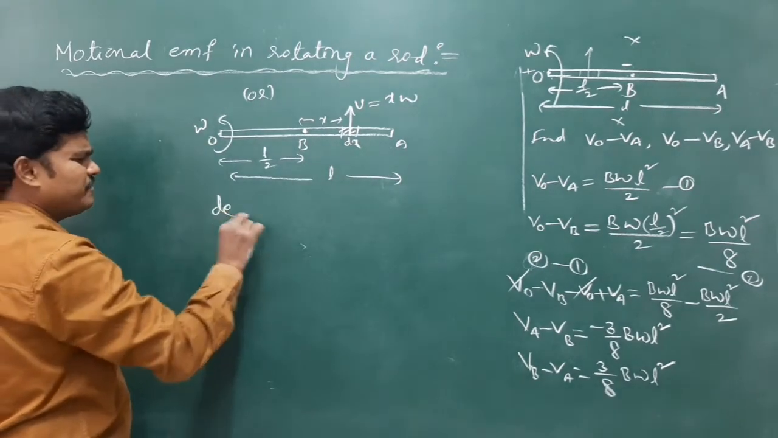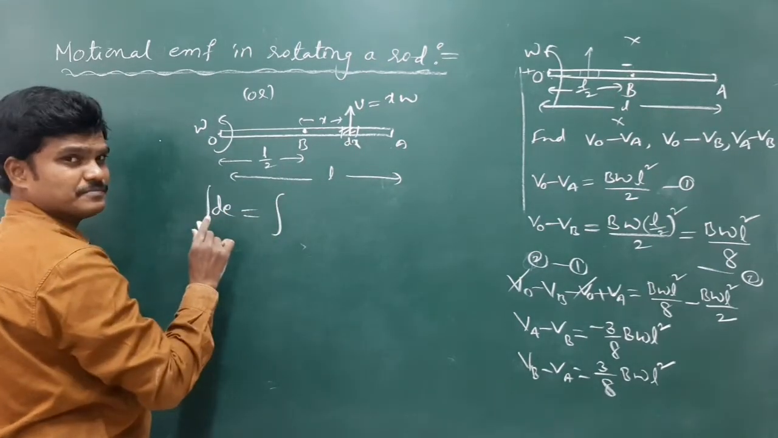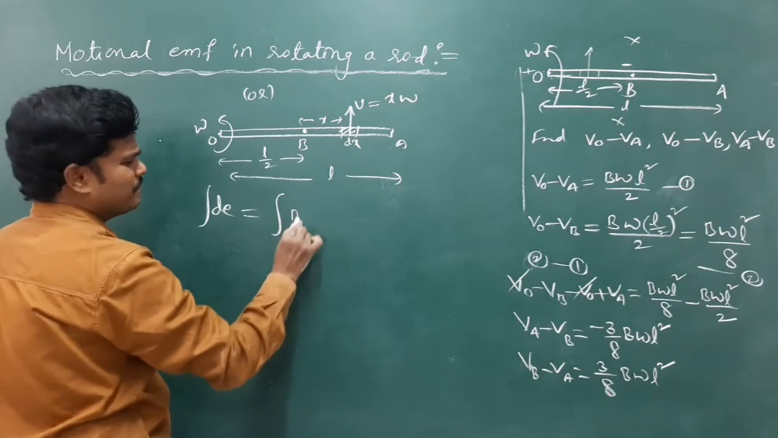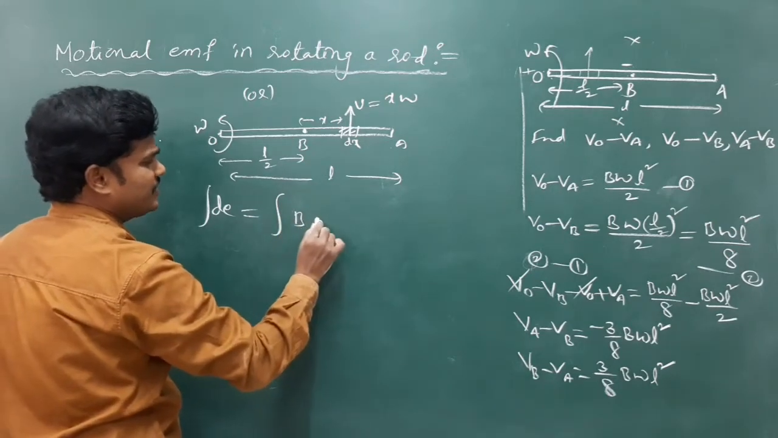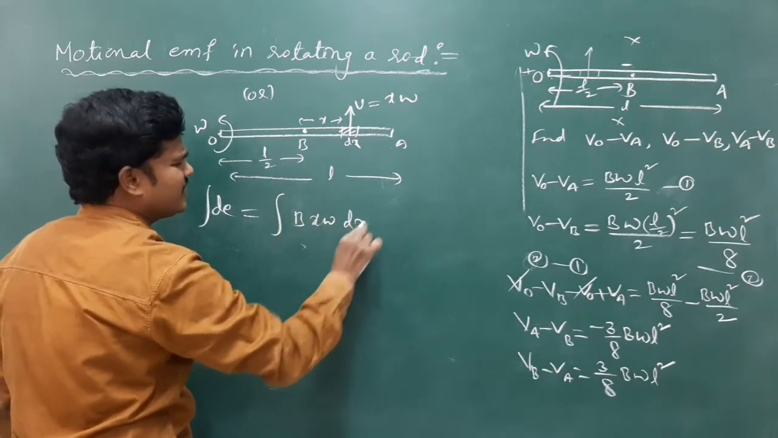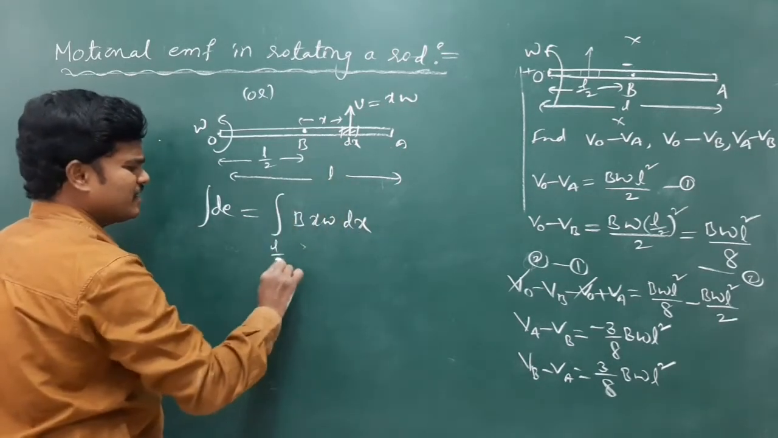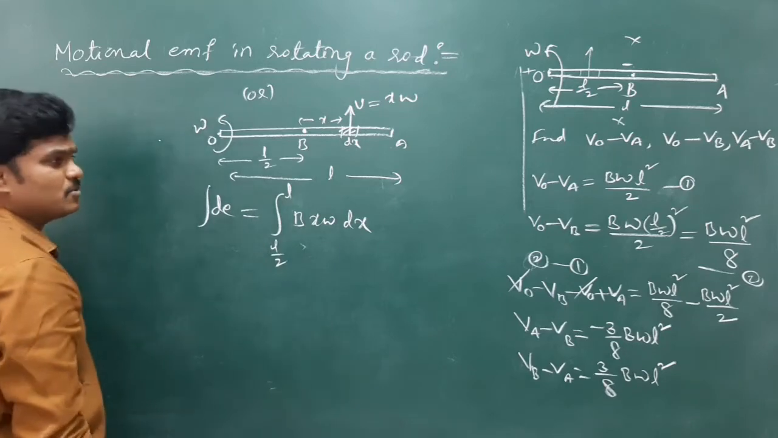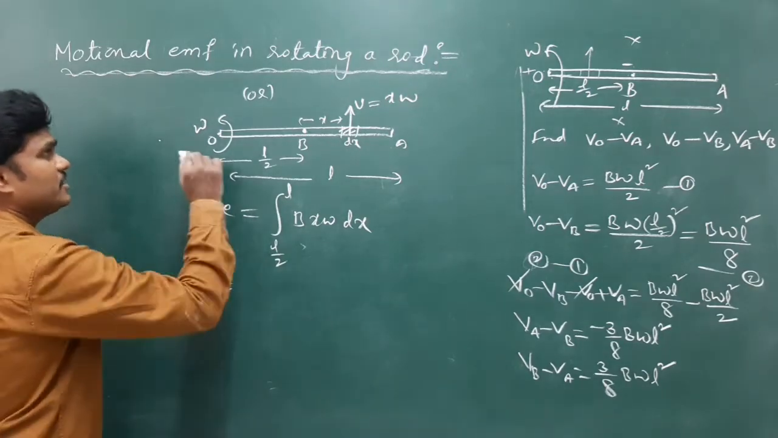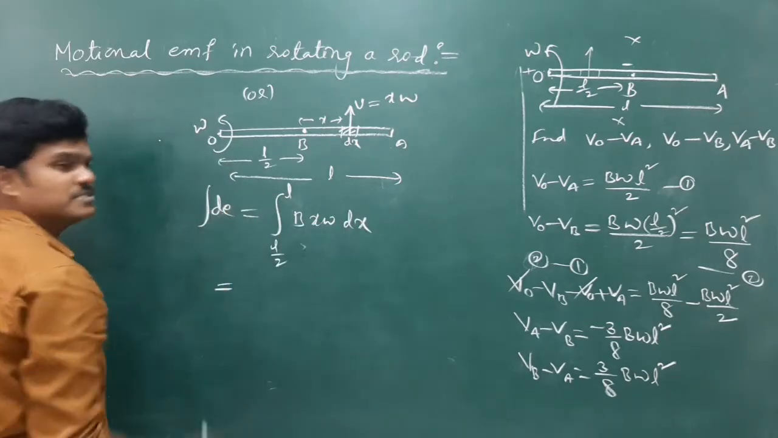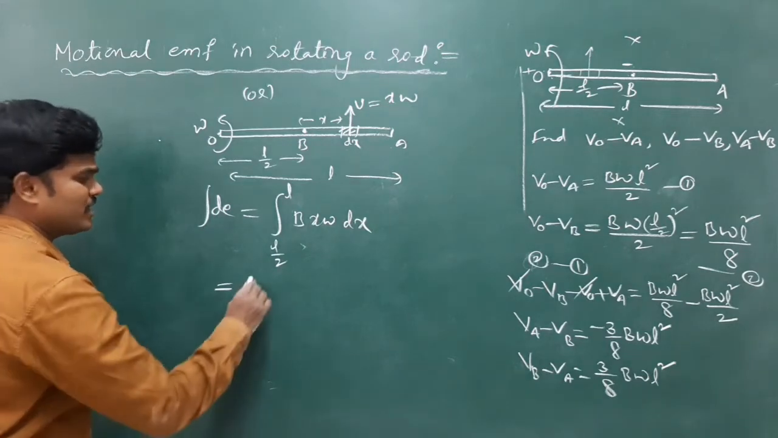So use the same previous formula, integration of B V dx, that is B x omega dx. What are the limits? L by 2 to L. So just check it. Of course, that is the final answer. Just check with this integration, L by 2 to L.